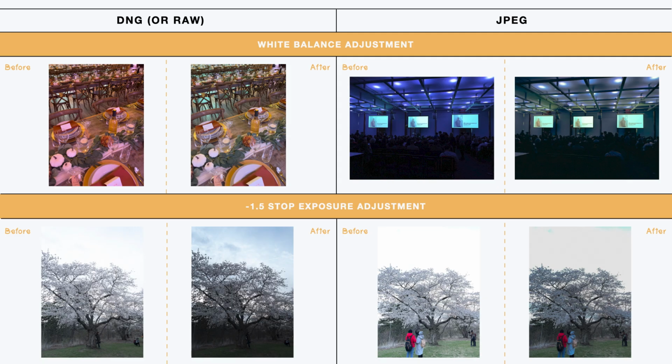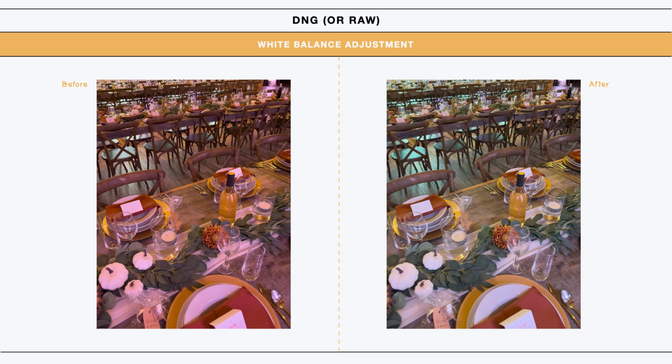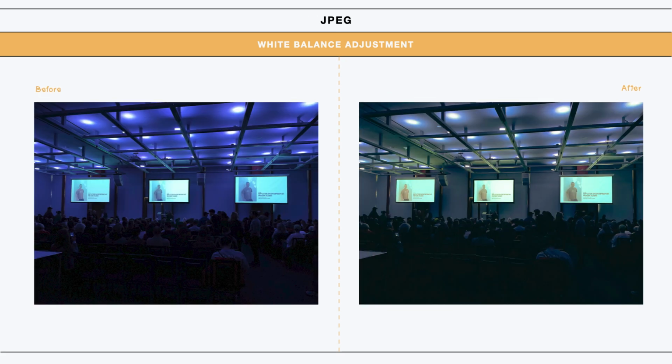On this slide, we can see a visual comparison between the flexibility of a DNG or a RAW image versus a JPEG image. In each column, there is a before and after of a typical adjustment. The first adjustment that we see is a white balance adjustment. Both of the original images in this first section were taken under colored light, which is very common for events and can be quite a hassle to fix in editing.